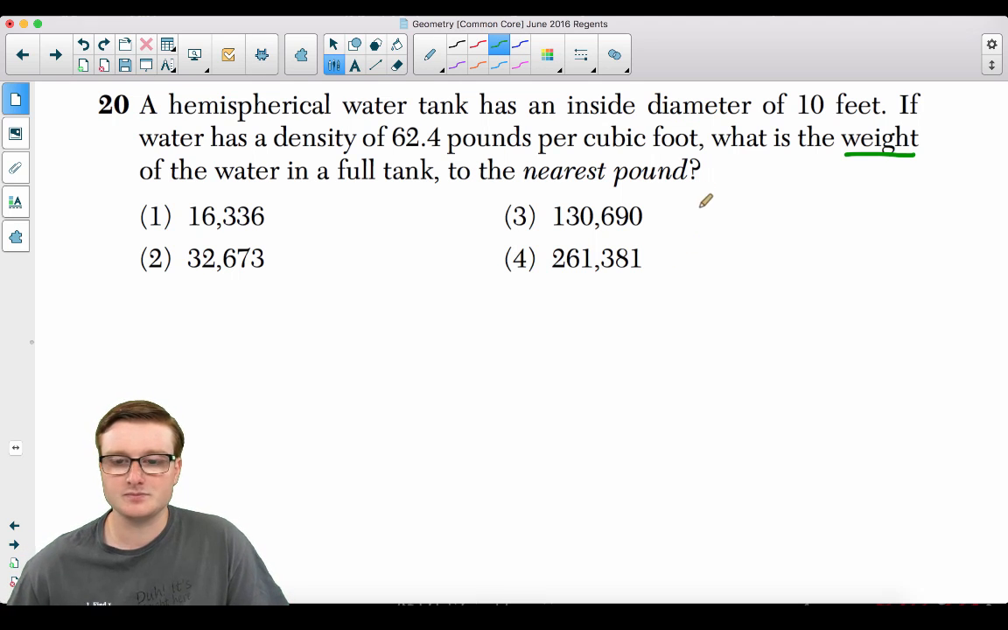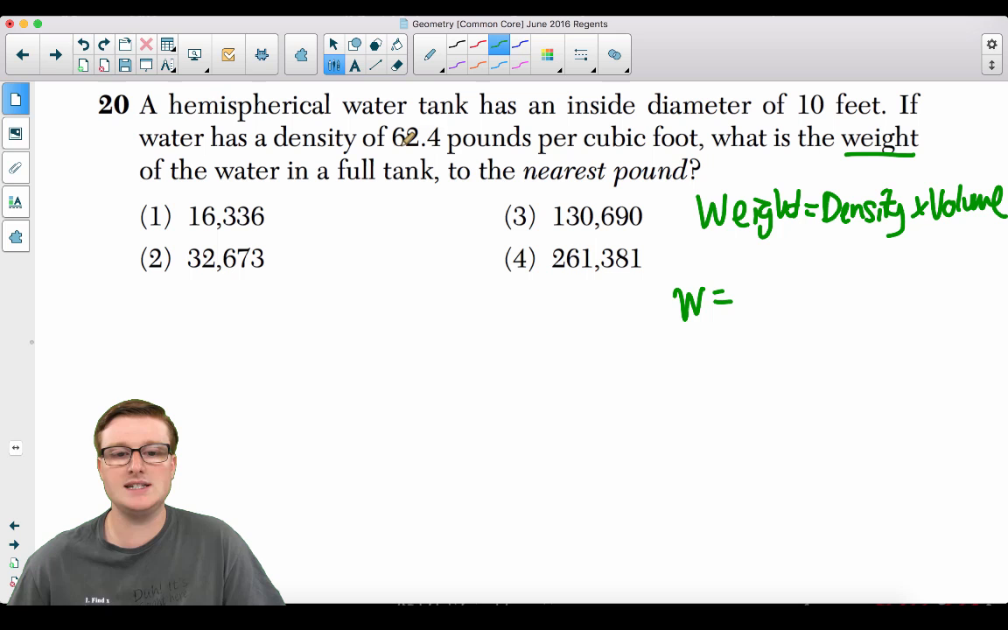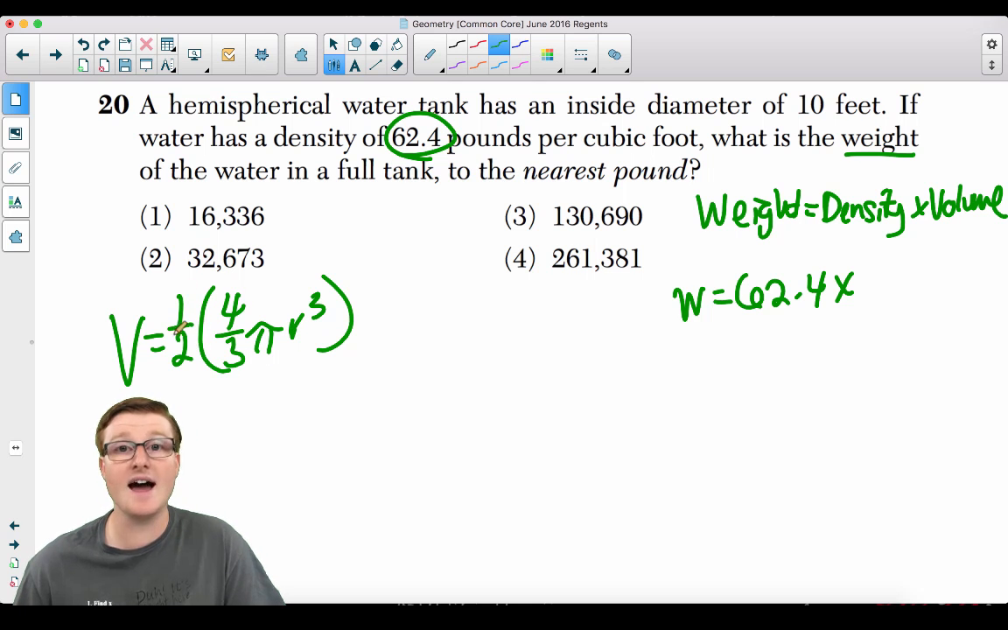Remember what weight is. The formula: weight is equal to density times the volume. So the weight is equal to the density, which is 62.4, times the volume. Well, what's the volume of a hemisphere? The volume of a sphere is 4/3 pi r cubed. Therefore, the volume of the hemisphere is 1/2 of the volume of a sphere. So the volume is equal to 1/2 times 4/3 pi.